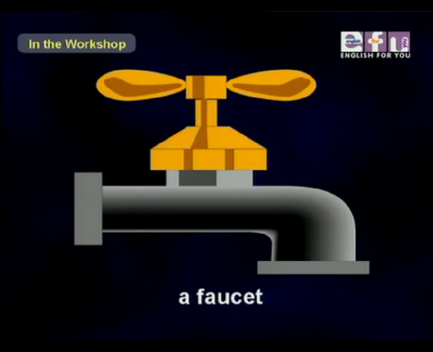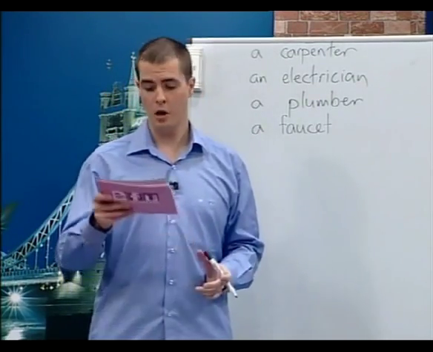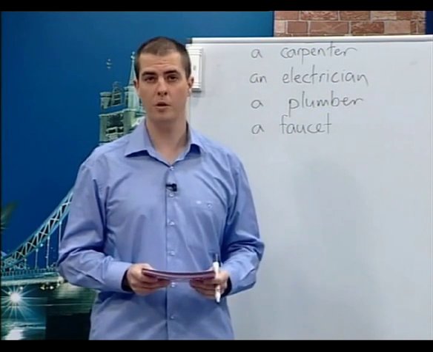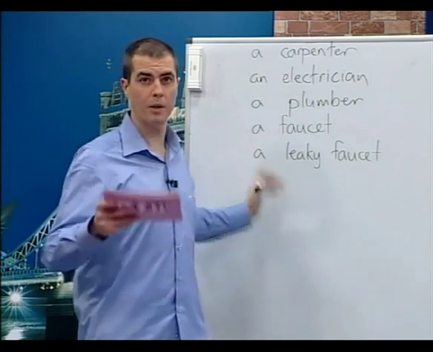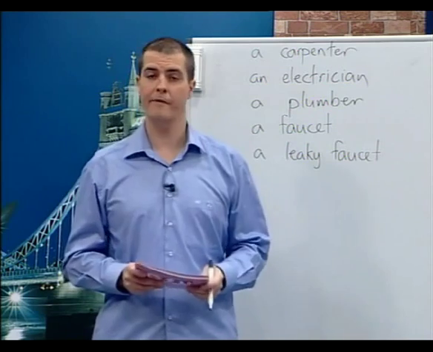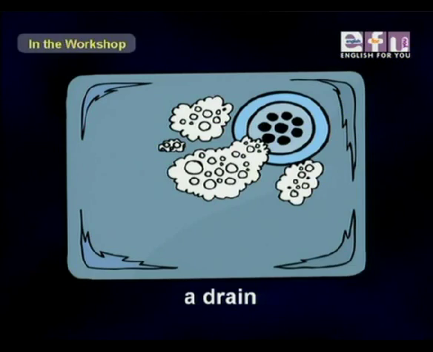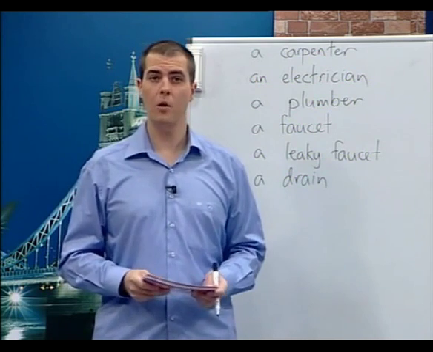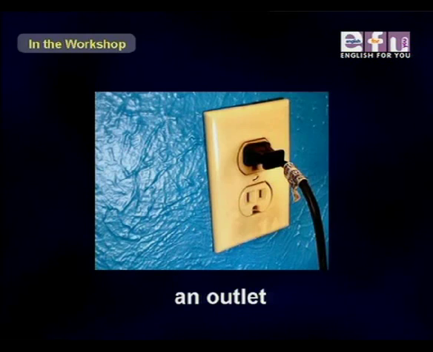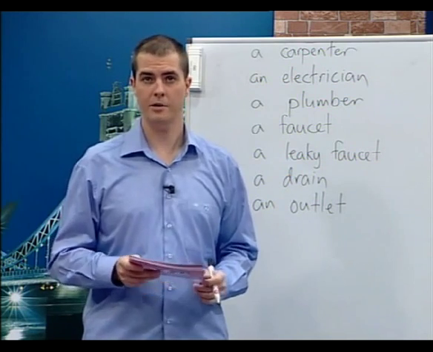A faucet. A faucet is the thing that you turn on or turn off to control the flow of water from a pipe. A leaky faucet. Well, a leaky faucet is a faucet which has a fault or a problem so that water passes through it. A drain. A drain is a pipe that carries water or waste liquids away. An outlet. An outlet is a power point for electricity in the house.